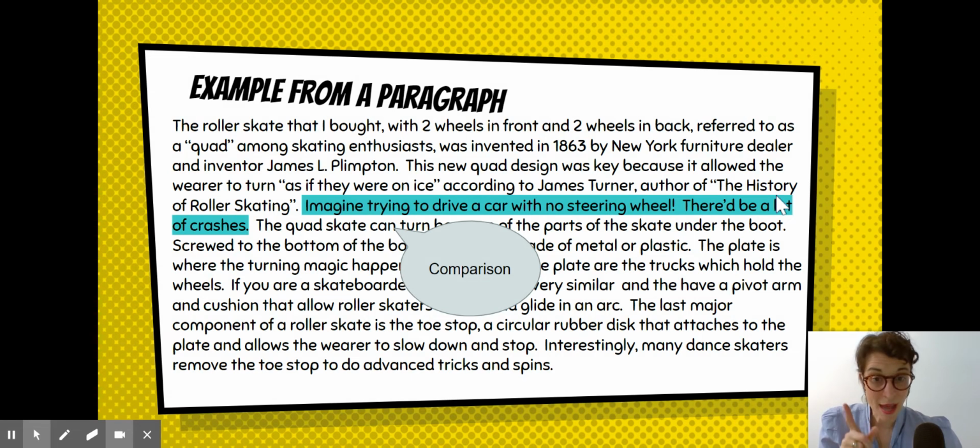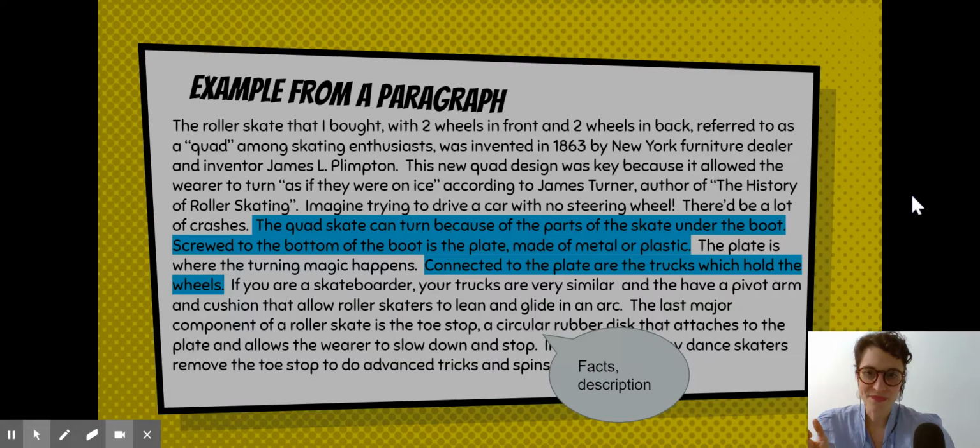Now I give a comparison. Imagine trying to drive a car with no steering wheel. There'd be a lot of crashes. Okay, so I'm trying to point out how tricky it was to be on a roller skate that couldn't turn by pointing out that if you were in a car that couldn't turn, oh yeah, that would be bad. Because first you might be like, who cares? Do you need to turn? You do. You do, in fact.